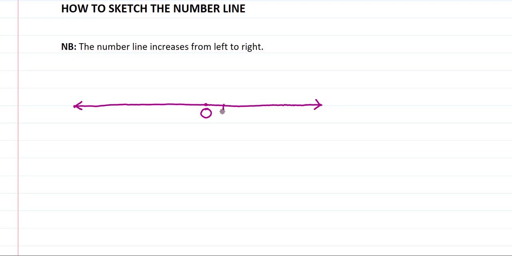So here you have 1, 2, 3, 4, 5, 6, but it doesn't just end there. It goes up to positive infinity, which means it is endless. On this other end, you have your -1, -2, -3, -4, -5. It doesn't just end here either, it goes to negative infinity.